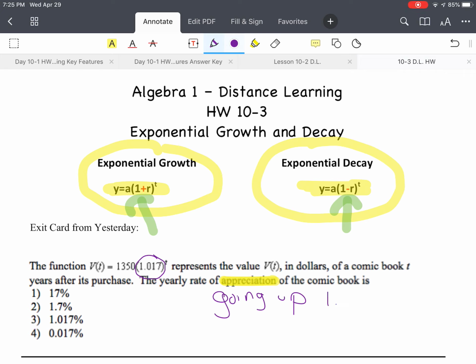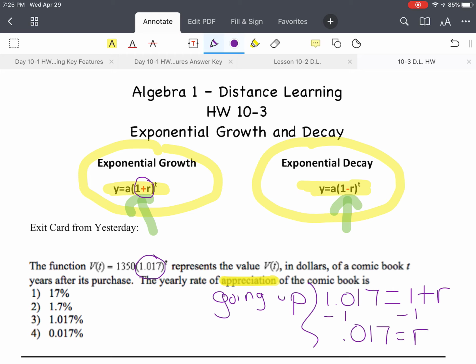So 1.017 must be equal to 1 plus r because it's exponential growth and it's the part in the parentheses. 1 plus r is in the parentheses for that formula. So 1.017 must be equal to 1 plus r. Well, let's just solve for r. Let's minus 1 from both sides. So I get 0.017 equals r.